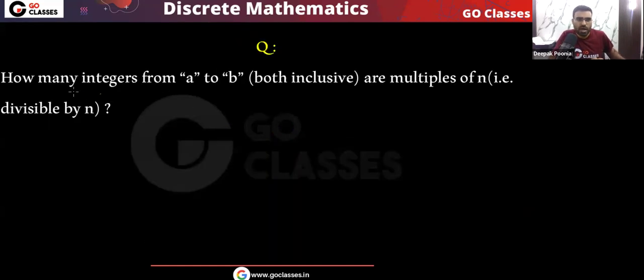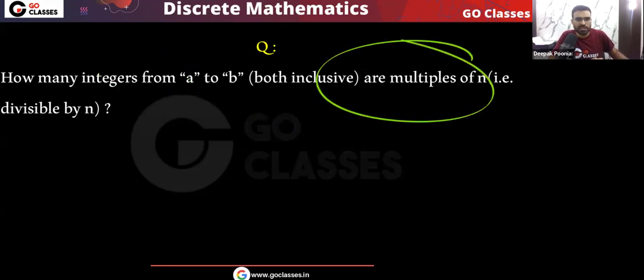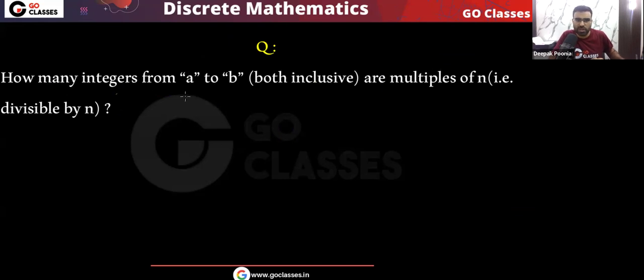Let's solve this question. How many integers from a to b, both inclusive, we have to consider a comma b both, how many integers from a to b are multiples of n, or I can say divisible by n? Very easily you can find. You know that from 1 to b, let's assume that here you have b and here you have 1.